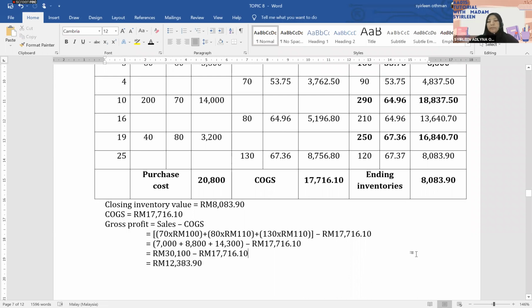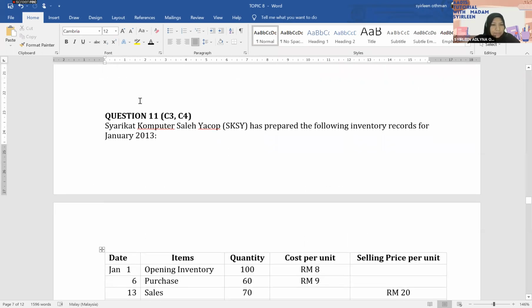Ada? Faham ke? Saya tengok jawapan tutorial awak ada macam-macam. Okay, nanti kita tanda. Nanti cuti ni kita tanda. Tanda ada banyak kerja nak buat cuti ni.